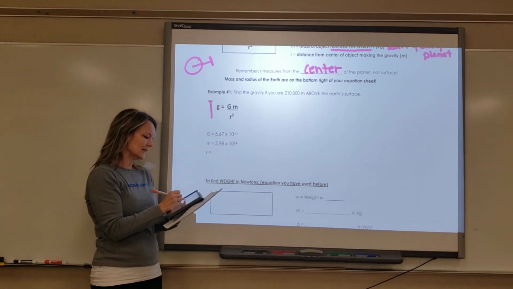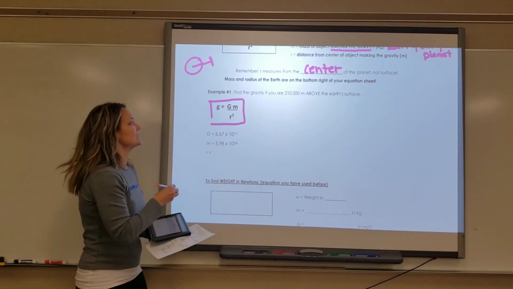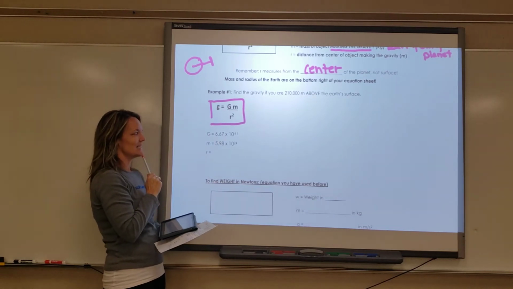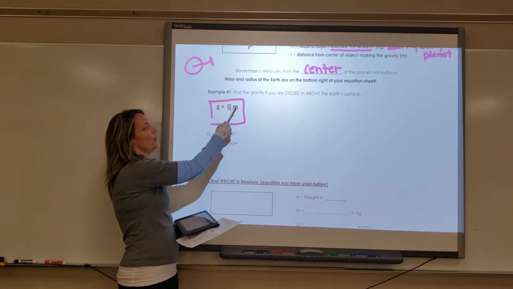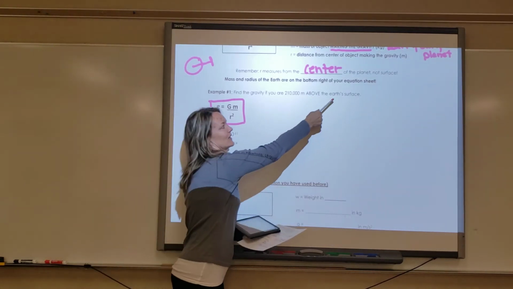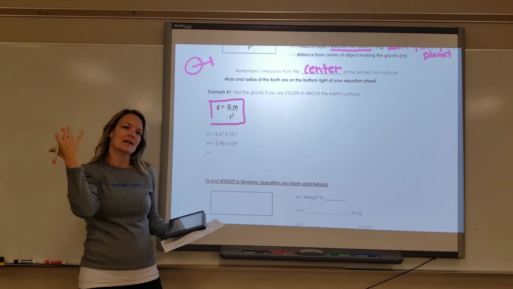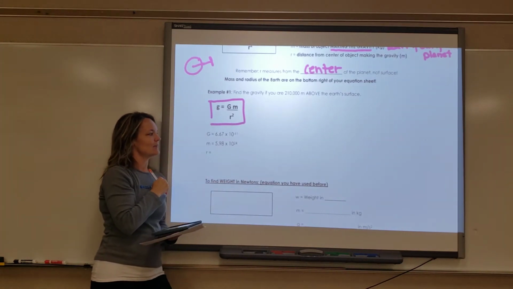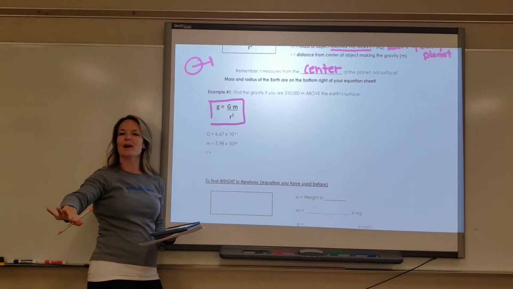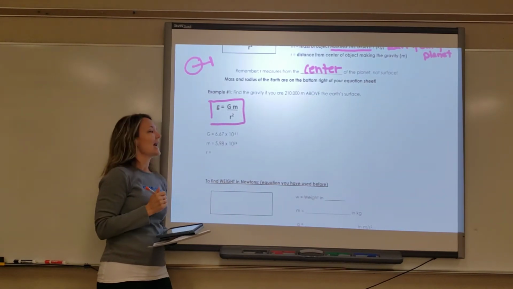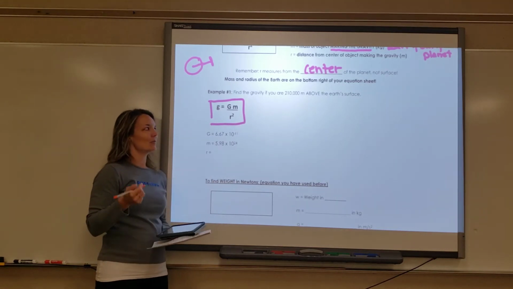We are going to use gravity, little g, is equal to our gravitation constant, 6.67 times 10 to the negative 11. We need to know the mass of the object creating the gravity. That's the Earth. It's what's keeping the satellite or you in orbit. That mass is 5.98 times 10 to the 24th. It's on the bottom right side of your equation sheet, but we've already stored it into our calculators as m. And then we need the radius.